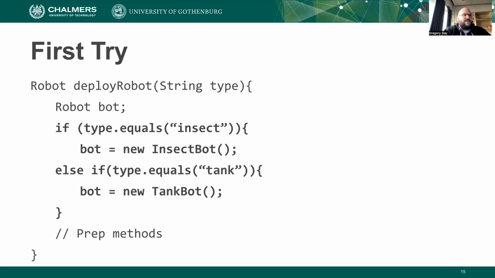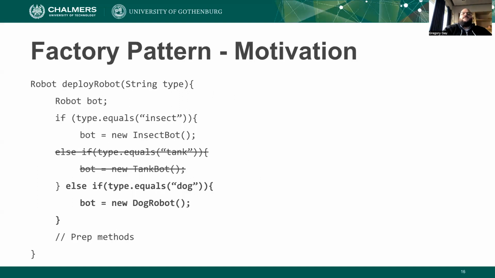Okay, so we've got a sequence of if, else if, and so on. If we put an insect for our type string, we get an insect bot. If we use tank, we get a tank bot, and so on. Now, is this going to be a problem? Well, your set of robot models might not remain static, or you're going to add new robot types, or we might remove old ones, right?